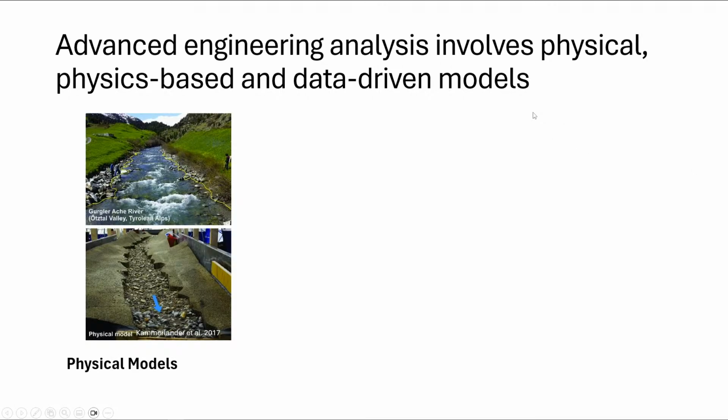What is a physical model? A physical model is just what it says: you create a physical model of your system. Here you have a river, and you create an actual physical model of your system. For example, you've done this before in fluid mechanics and hydraulics, using a flume. A flume is a physical model.